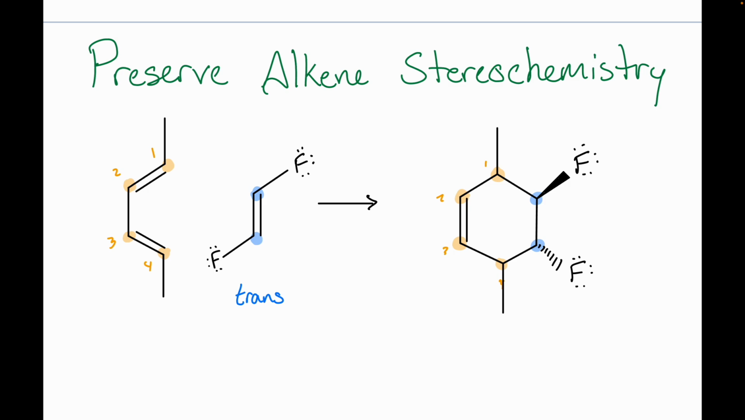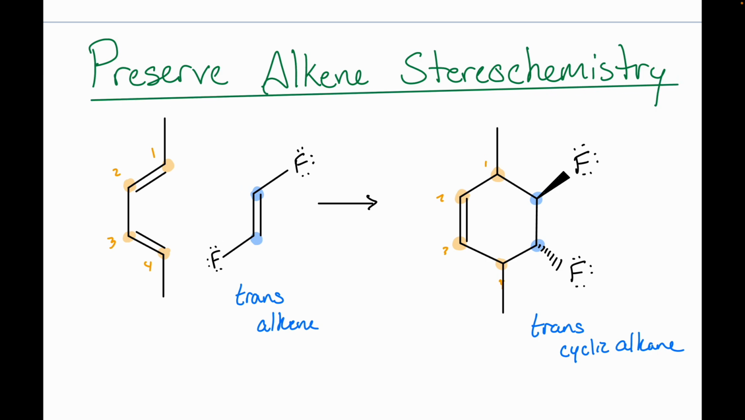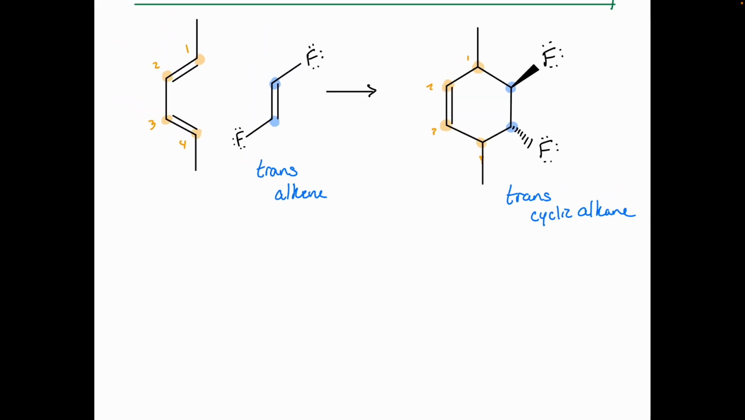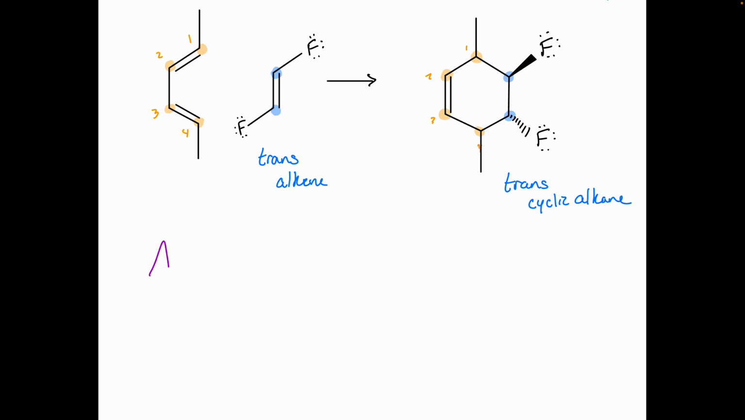All right, so a trans alkene will lead to a trans cyclic alkane. Likewise, if we had a cis alkene, it would lead to a cis cyclic alkane because these reactions preserve the stereochemistry of those alkenes. Okay. We said that alkynes can also play the role of our dienophile.